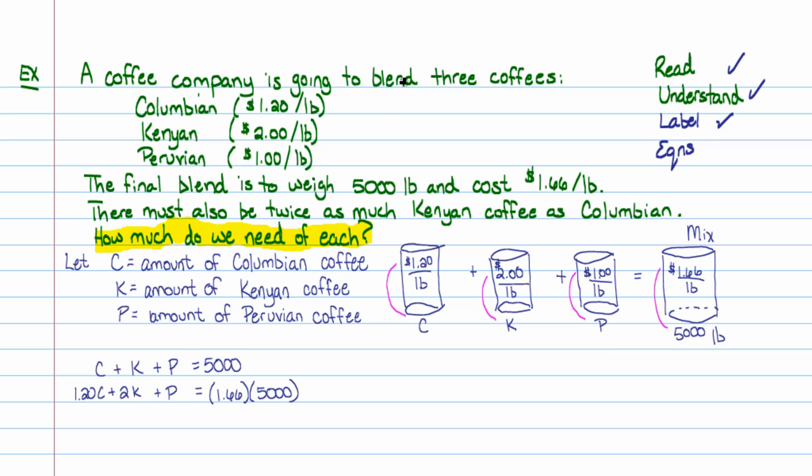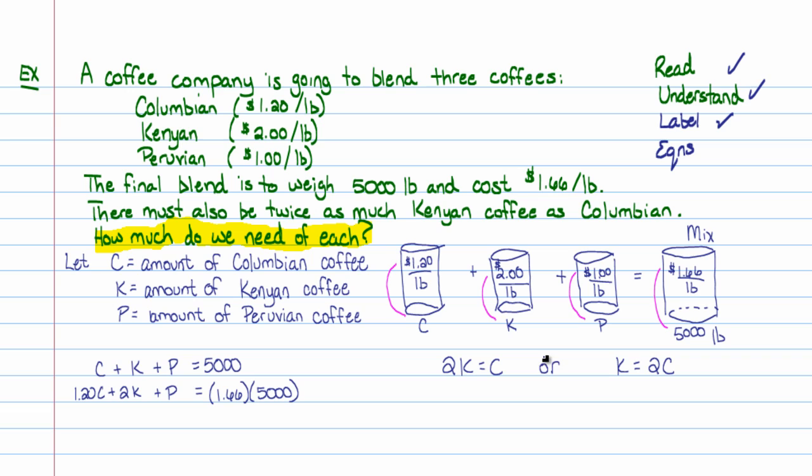Well, they give us the last sentence here. There must be twice as much Kenyan coffee as Colombian coffee. So let me present you with two possibilities. There must be twice as much Kenyan as Colombian, so is it going to be K equals 2C, or C equals 2K? This is a common mistake. One of these is absolutely wrong, one is right.